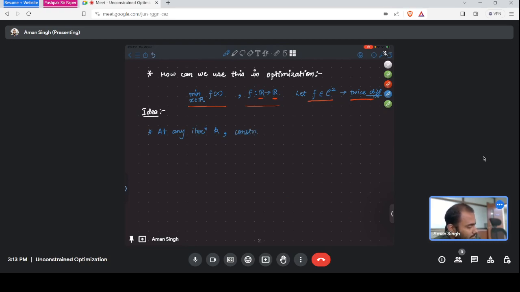What Newton's method does is, at any iteration k, it constructs a quadratic model, let's call it q(x), of the function f(x). We are constructing the model in such a way that q(x) agrees with f(x) up to two derivatives.